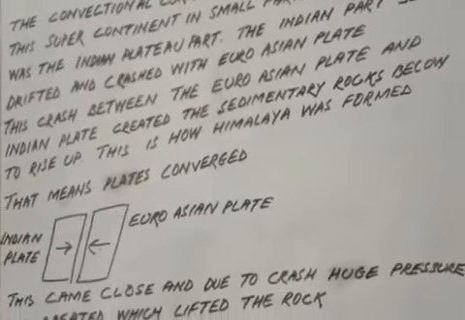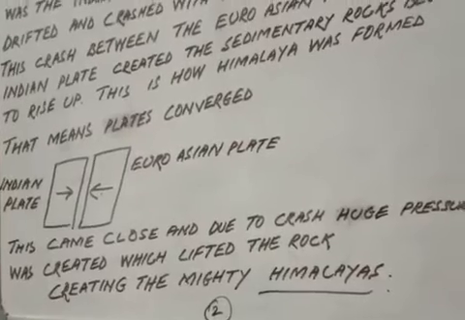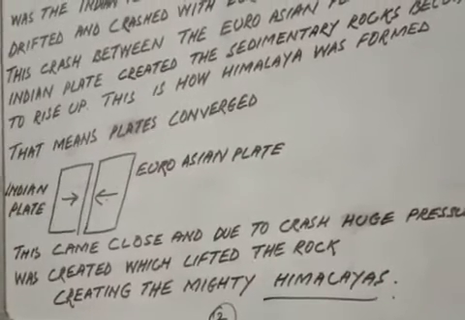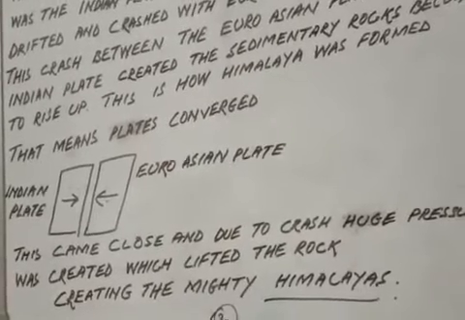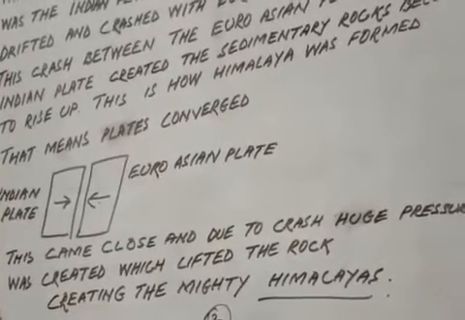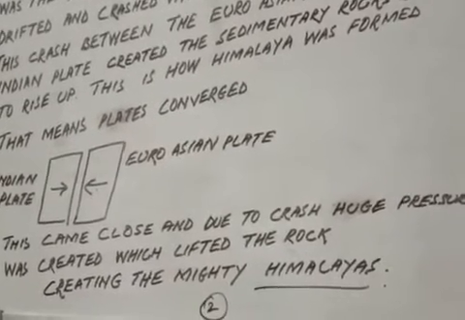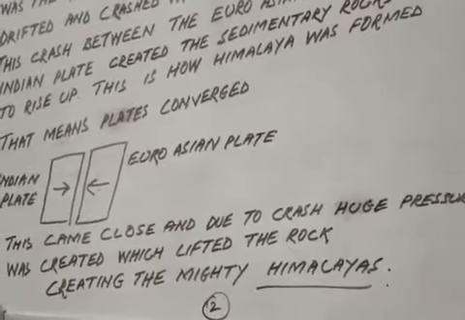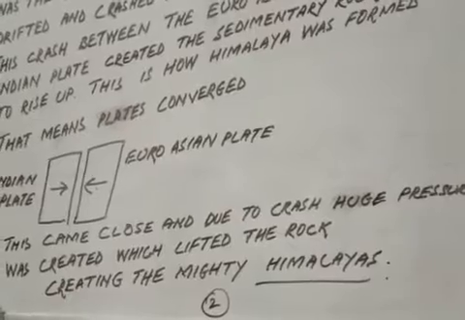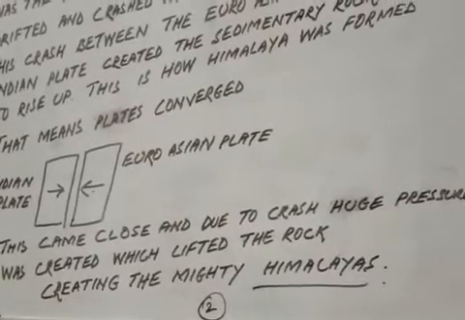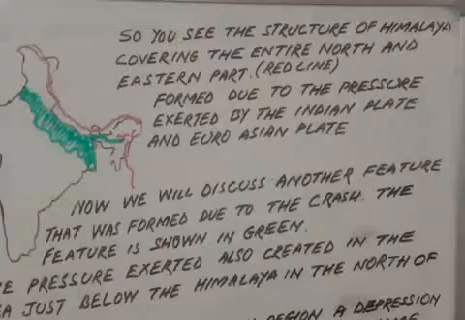So what does it mean? You can see the diagram. That means plates converged. There were two plates, the Indian plate and the Eurasian plate. They came close to each other, and they crashed with each other. Due to the crash, a huge pressure was created which lifted the rock, thereby creating the mighty Himalayas.